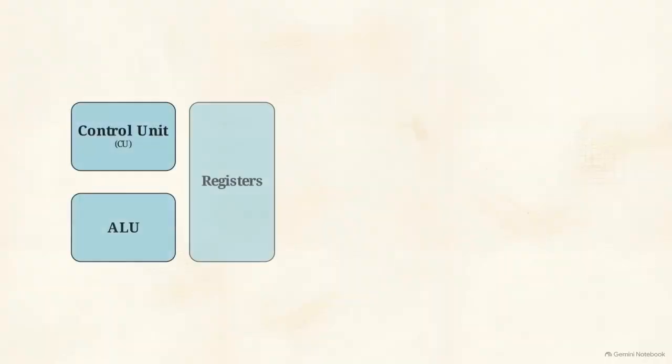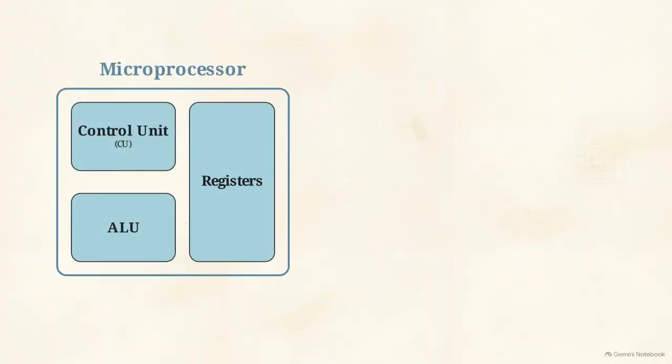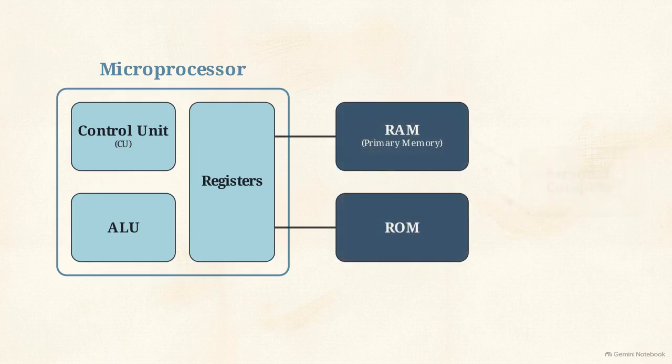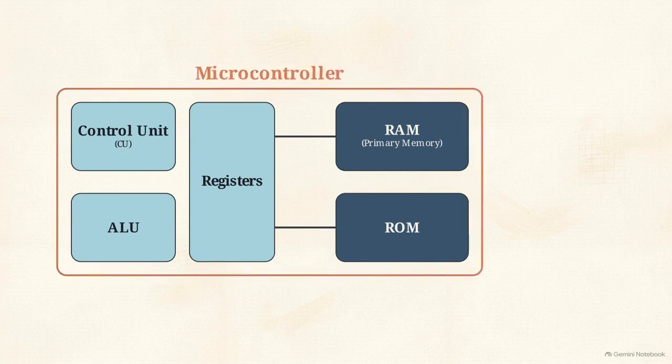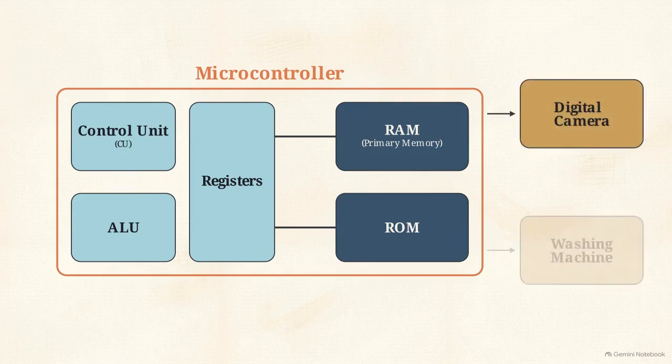When we group the CU, ALU, and registers onto a single microchip, we call the resulting package a microprocessor. This is the standard for personal computers. We can also group the CPU and the memory blocks into a single perimeter. This integrated layout is a microcontroller. It is used in constrained systems like digital cameras or washing machines, where size and cost are critical.